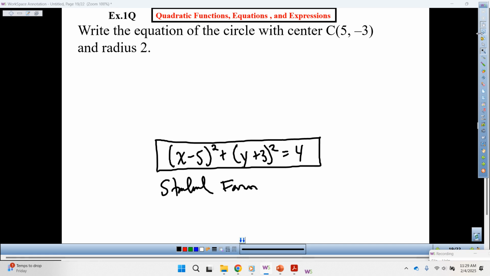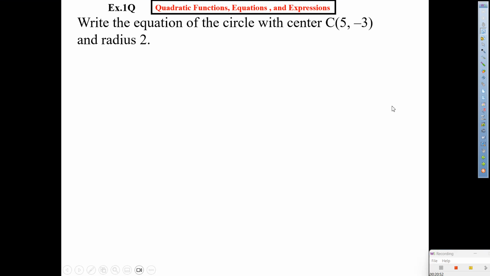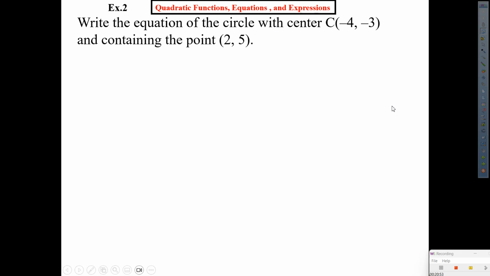Yeah, let's go. Copy this one, example 2. Write the entire problem, please. You can have it as an example. It says, write the equation of the circle with center C, -4, -3, and containing the point 2, 5. Just copy it.